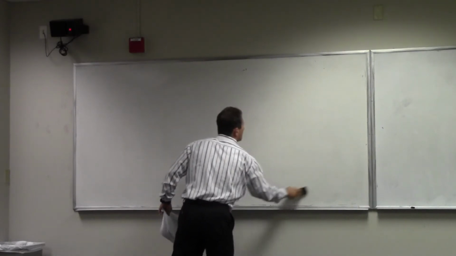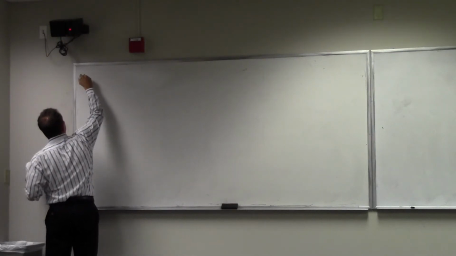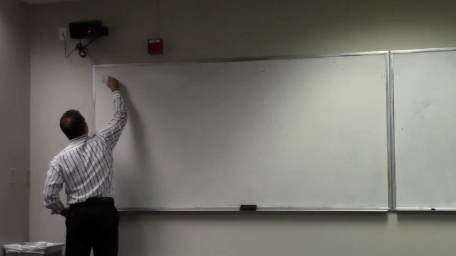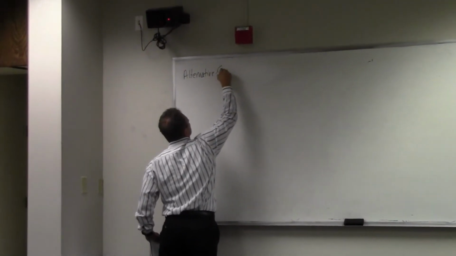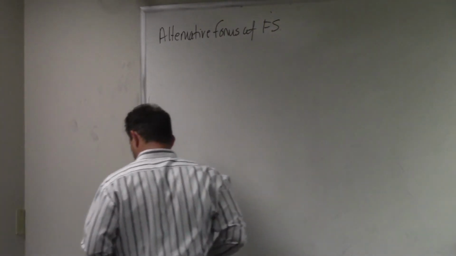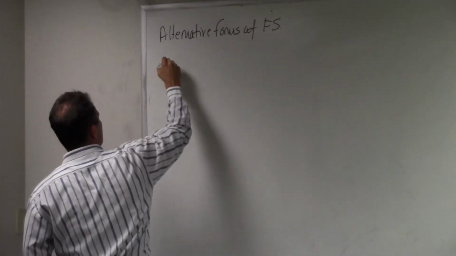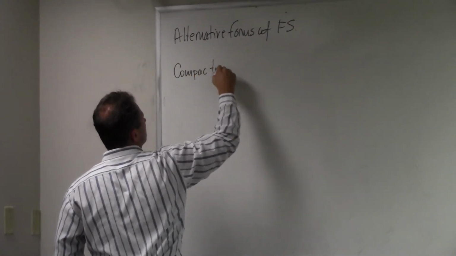All right, so let's introduce alternative forms of Fourier series. The second form I'm going to call compact trigonometric form.